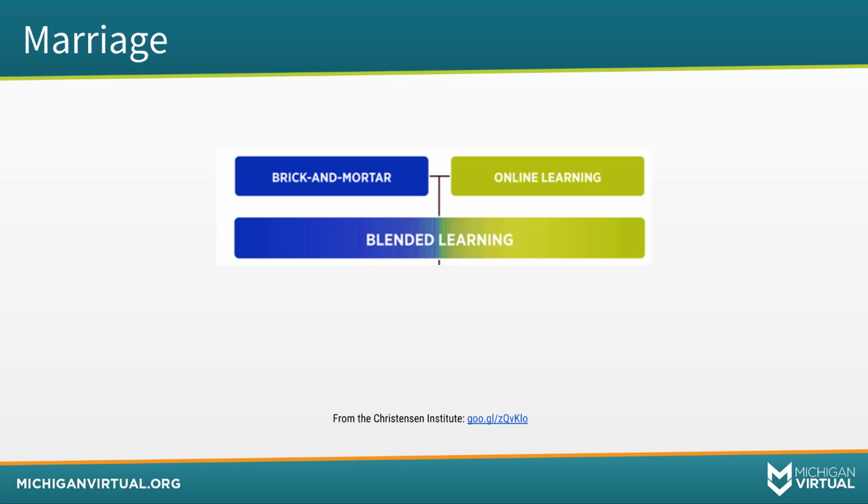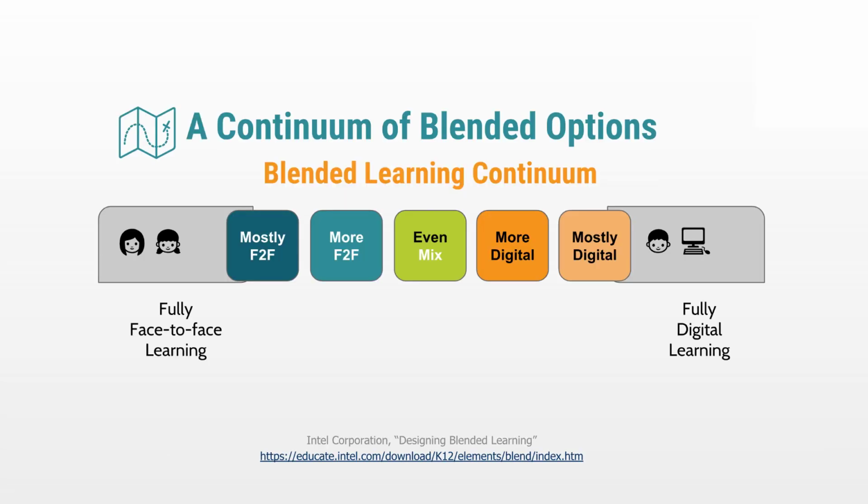If we take a closer look at this product of blended learning, we can think of it as a continuum. On the far left, we have a fully face-to-face learning environment. In contrast, on the far right, we have a fully digital learning environment. Between the two, we have blended learning. Some classes may be more heavily face-to-face, and some may be more digital.